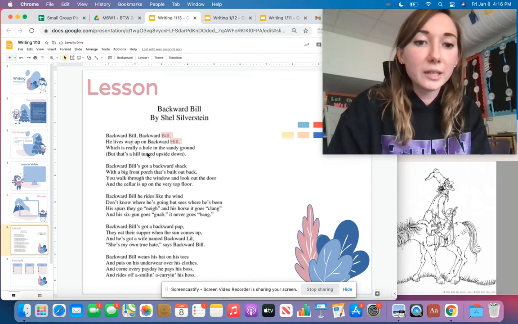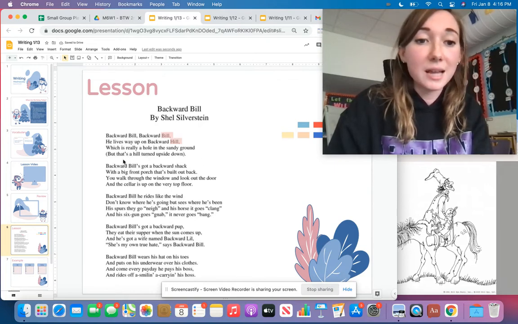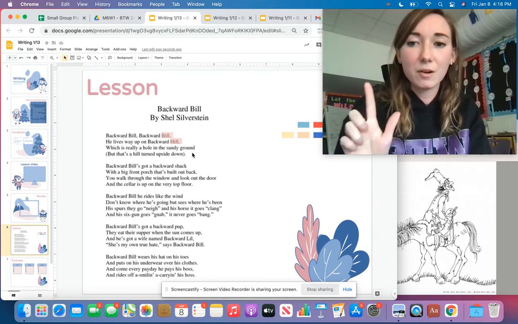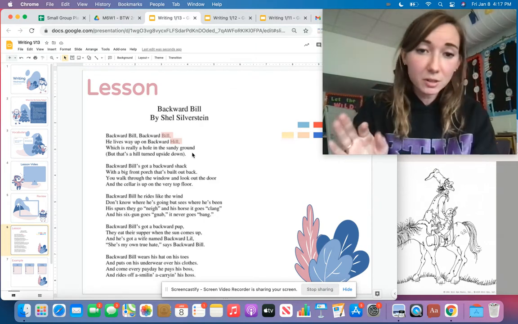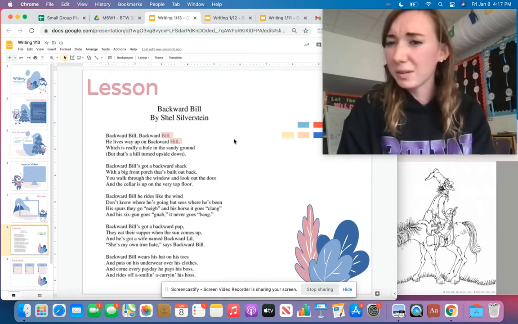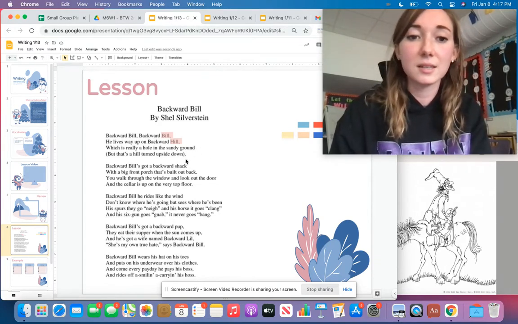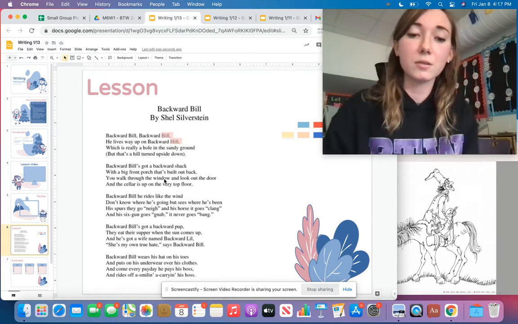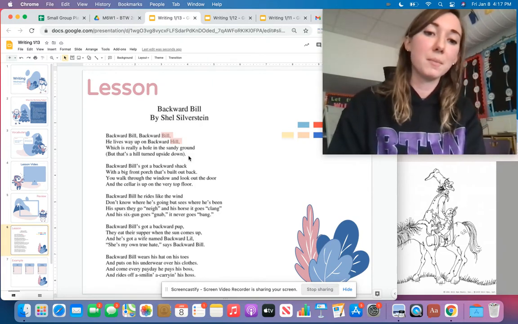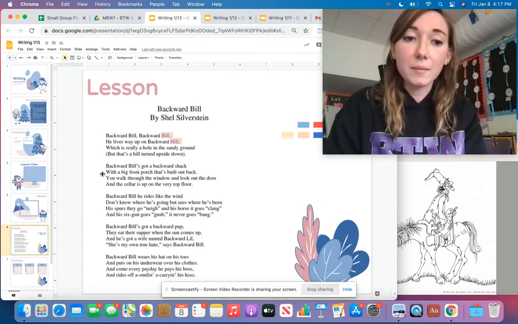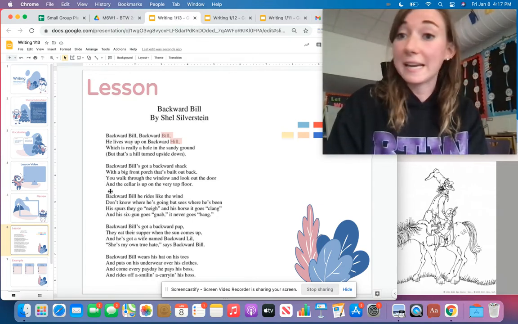So, which is really a hole in the sandy ground, but that's a hill turned upside down. So, ground and down. Those words have similar sounds, but they don't exactly rhyme. So, I'm going to leave those alone because they both don't have that sound at the very end. They're very close. So, they almost pass as a rhyme, but they are not quite. Let's move on to the next group of lines, which is called a stanza.